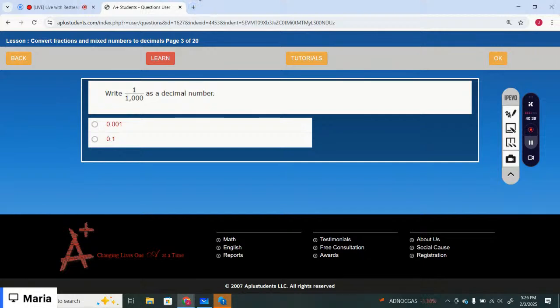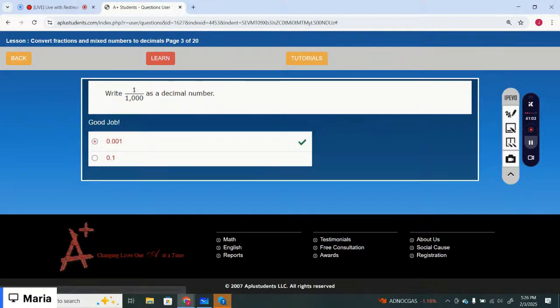Write 1 over 1000 as a decimal number. That is 0.001. Option number 1 is the correct option.